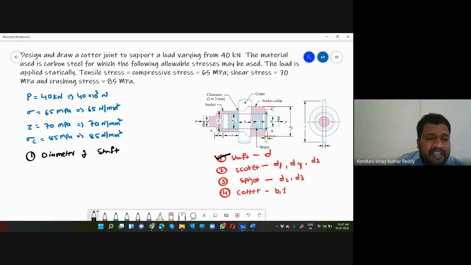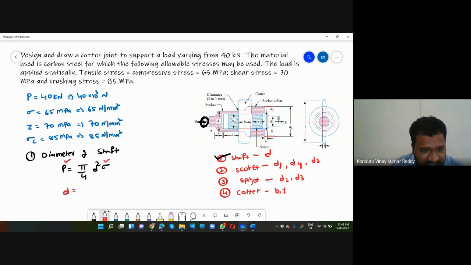P is equal to pi by 4 d square into shear stress. Here, P acts perpendicular to the cross section, so the area of cross section of the shaft is pi by 4 d square, and P divided by that gives the shear stress. In this formula, we know P and we know the shear stress. What we have to find out is the D value, which is the diameter of the shaft.